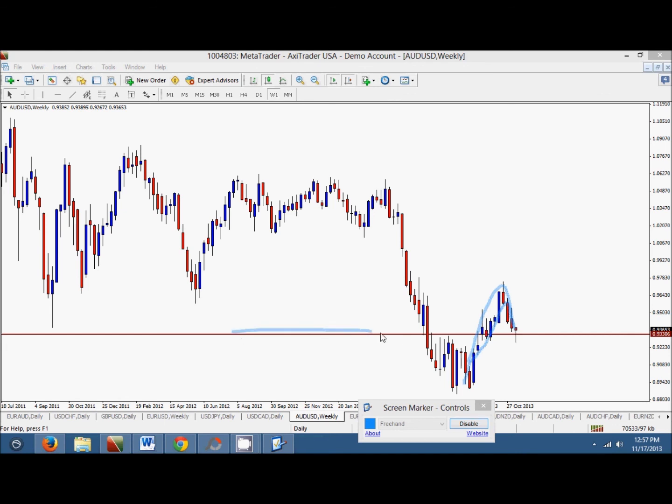Also, the fact that it's on a strong support zone would also support the fact that this is a good trade setup. But the only reason I'm not taking this trade is because this pin bar is just too small for me to take.